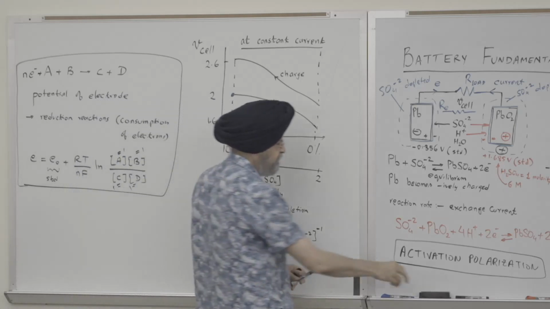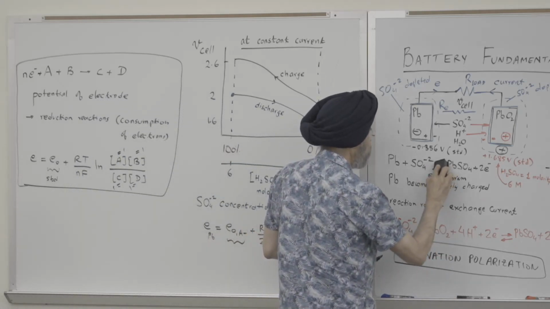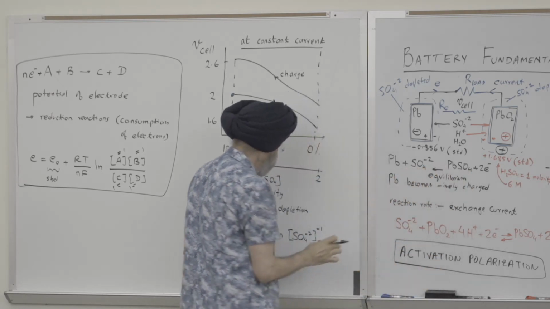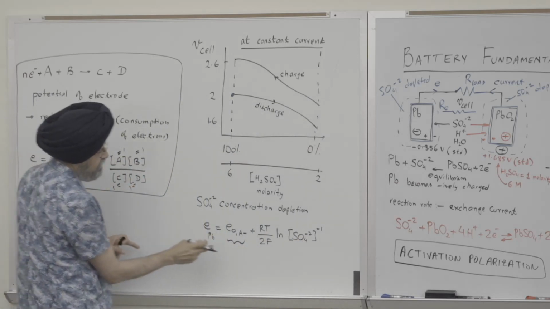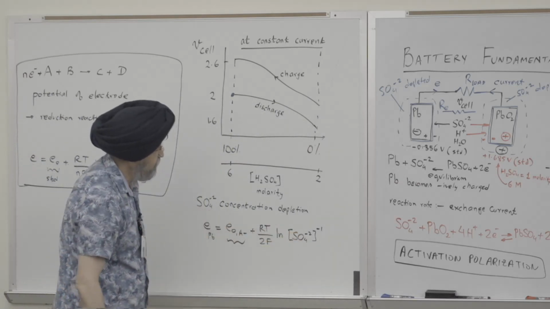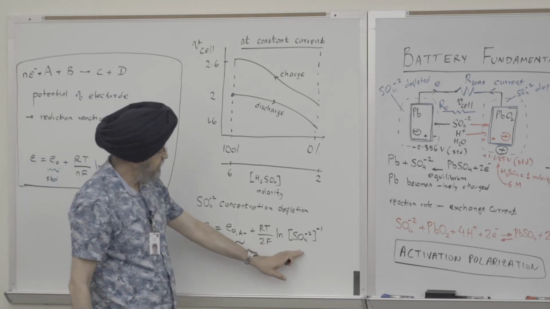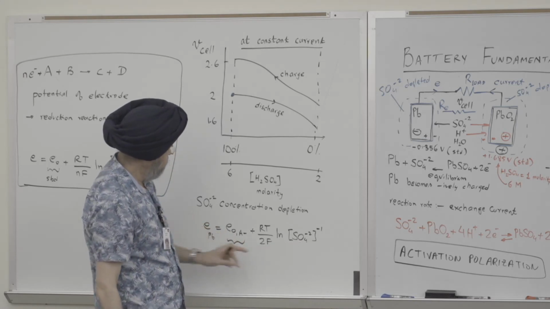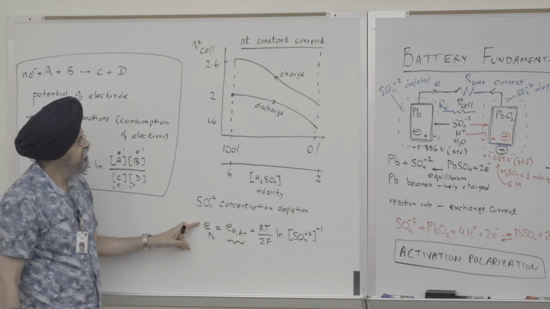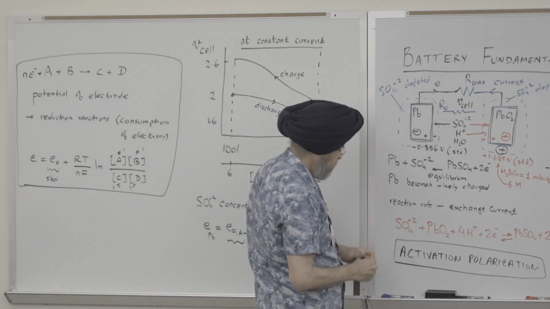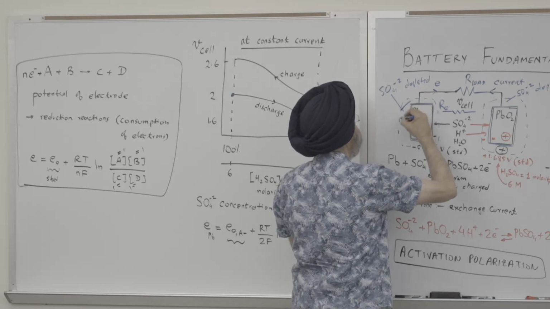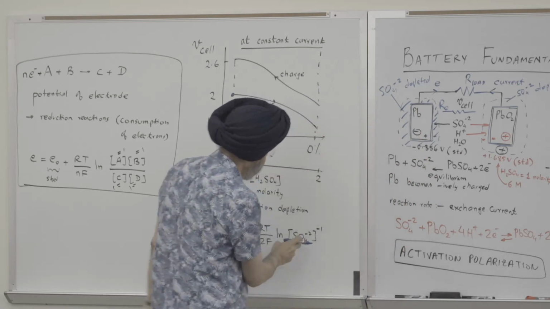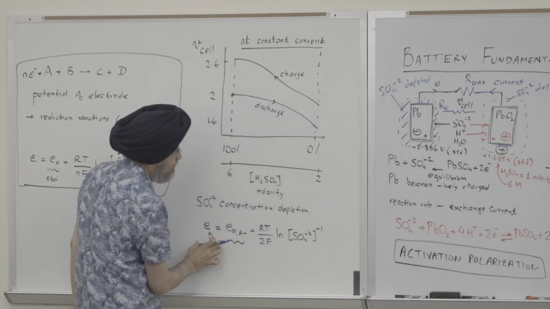And in this equation, I should have said the reaction goes in this direction. So these are the reactants and these are the products, and notice products go on the bottom. That's where the sulfate ion concentration goes, on the bottom. So now notice that when the sulfate ion concentration decreases, this value goes up, right? In this region surrounding the lead electrode, when the sulfate ion concentration decreases, this value goes up.